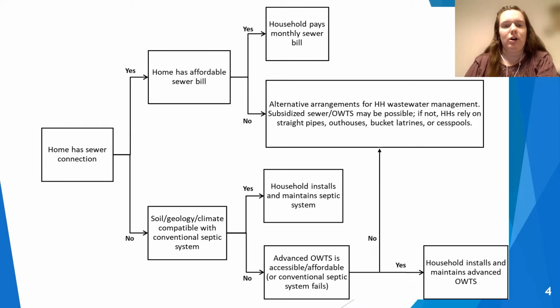If the property that the house is located on isn't compatible with a conventional septic system, then an advanced system will need to be installed. These typically cost $5,000 or more, sometimes up to $20,000 to $30,000, depending on the site conditions for a specific home. And if a household is able to afford that system, then they install that. And if not, then you end up back in the box where there are households relying on unsafely managed sanitation access.